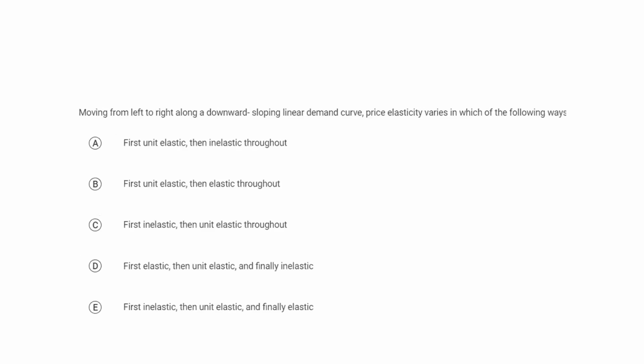Okay. Last one for the day. Moving right along the downward sloping linear demand curve, price elasticity varies in which of the following ways? Okay. What do we got? Boards, please. I've got E. I've got D. I've got D. I can't tell. E, D. All right. It's E before I. So it's elastic, unit elastic, and inelastic. Have a great day.